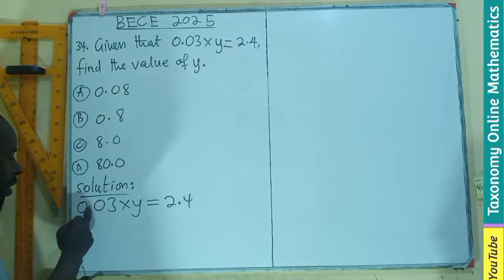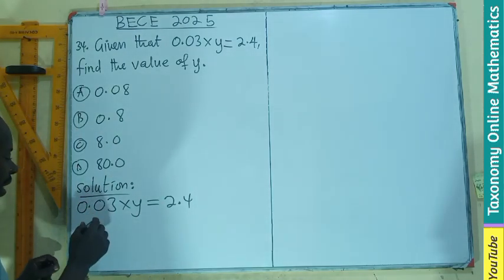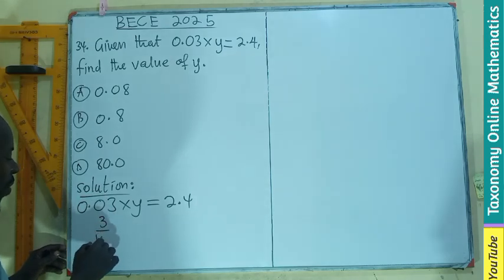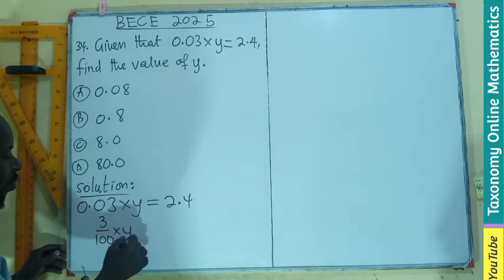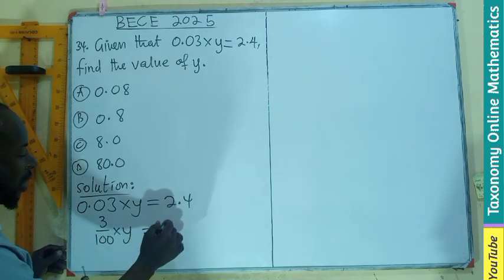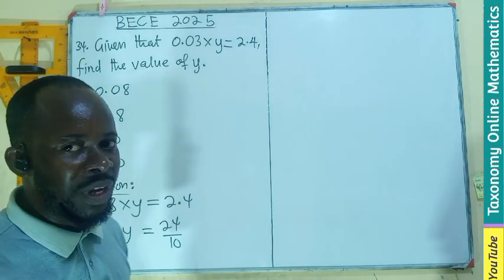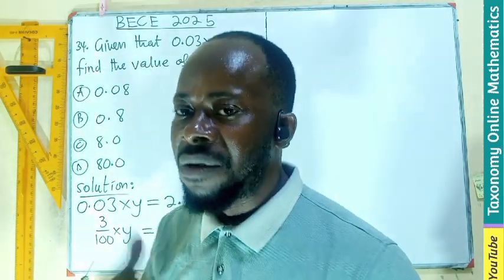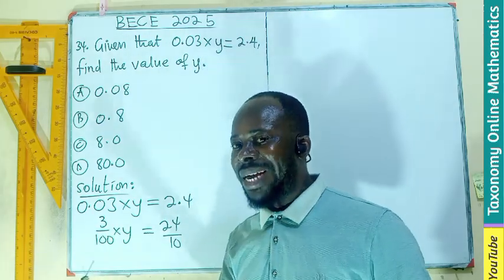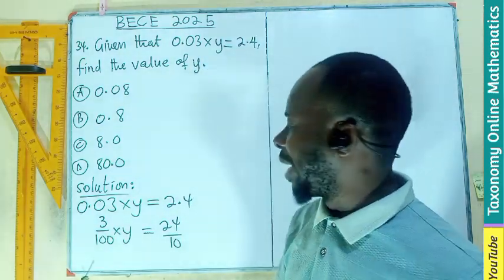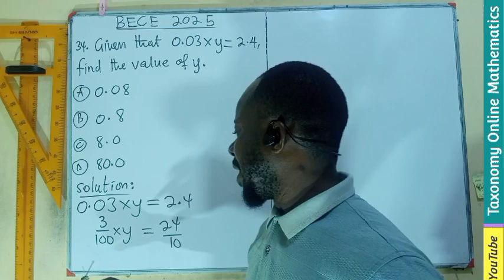So this is going to be 3 divided by 100 times y equals 24 divided by 10. So this becomes an equation involving fractions. What do we do? We find the LCM and multiply through by the LCM, which is going to be 100.